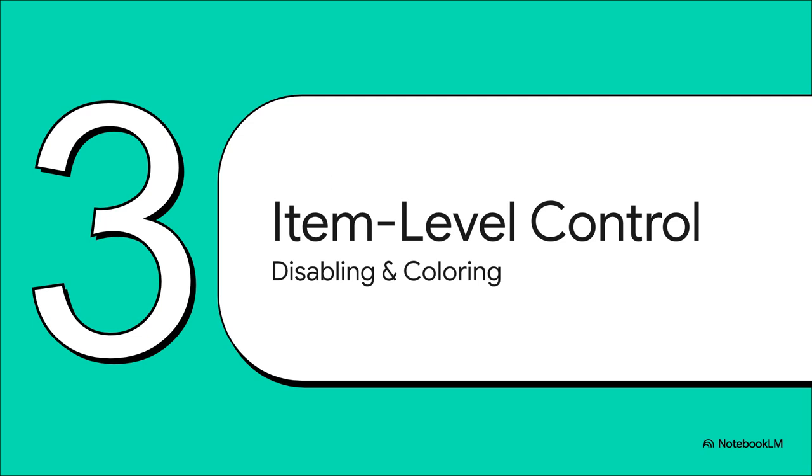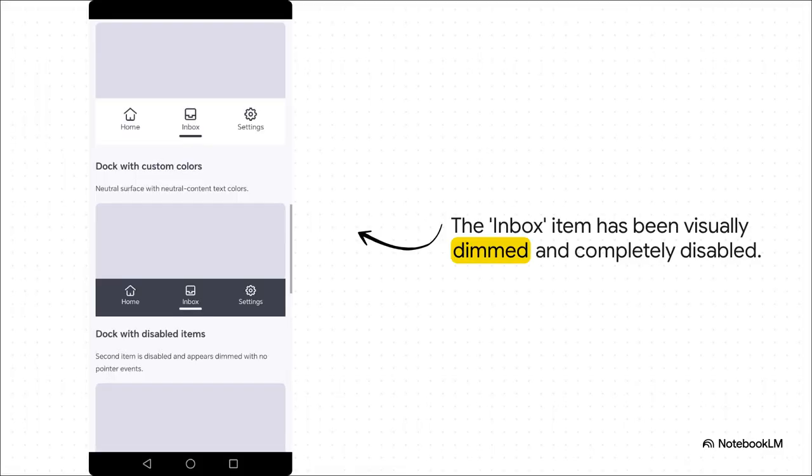Okay, so we've covered size and we've covered style. Now for the really dynamic stuff. Let's get into the item-level controls that let you change the dock states on the fly. This is where B4XDaisyDock stops being just a static bar and becomes a truly interactive part of your app. Take a close look here. See how the inbox item in the middle is all dimmed out? That's not just for show. The item is totally disabled, meaning the user can't tap on it. This is so useful for times when a part of your app is maybe unavailable or you need the user to do something else first. It's a great way to guide their focus.